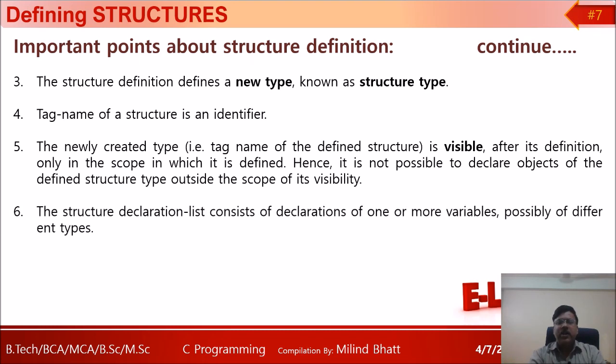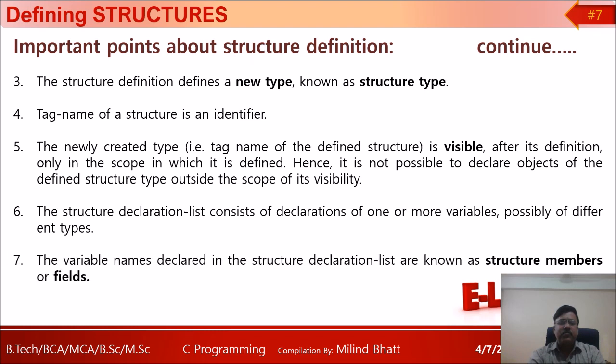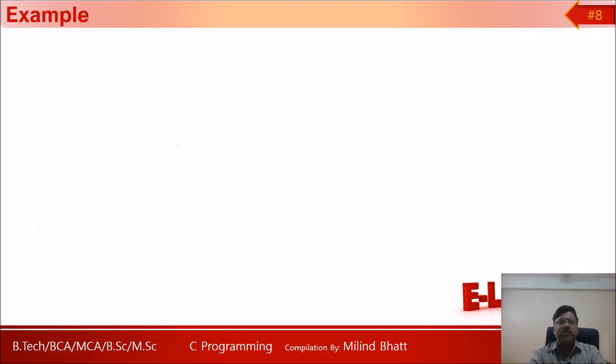The structure declaration list consists of declaration of one or more variables, possibly of different types. The variable names declared in a structure declaration list are known as structure member fields. Structure members, or say fields.